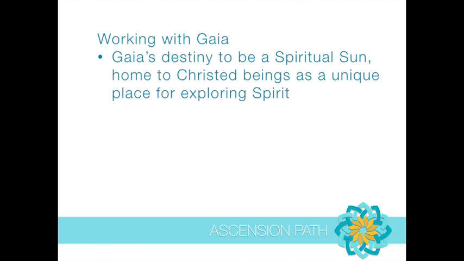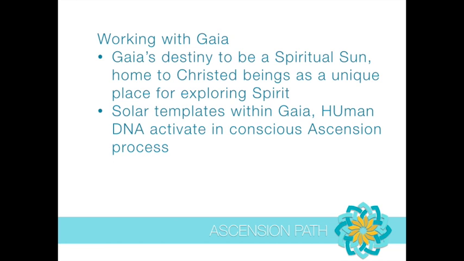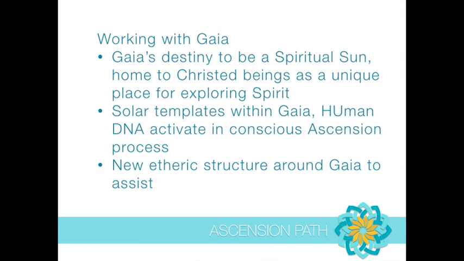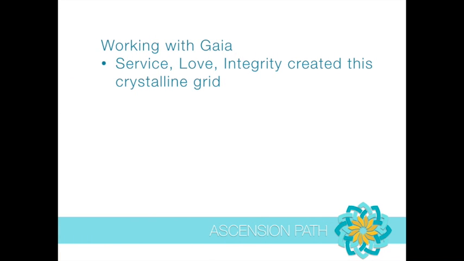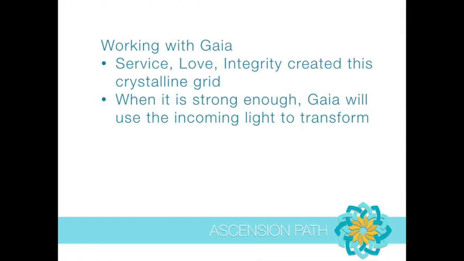The solar templates within Gaia and human DNA activate within this conscious ascension process that we're going through right now, and we are creating these new etheric structures around Gaia to assist. It's called the crystalline grid. When we're working in service, love, and integrity, we created this crystalline grid system that surrounds the planet. And when it is strong enough, Gaia will actually use this incoming light, as she's doing right now, to transform into that more solar consciousness, just as we are using it to transform into a more solar consciousness.